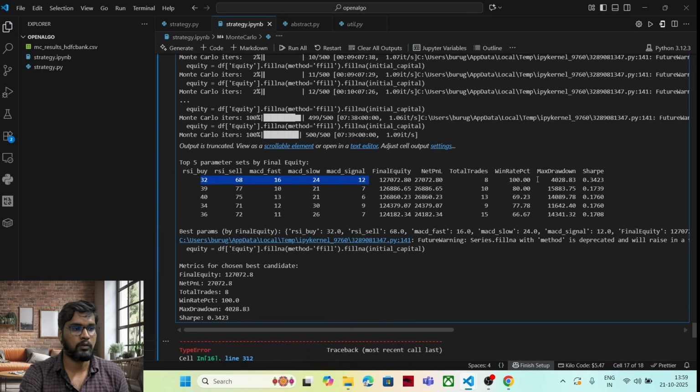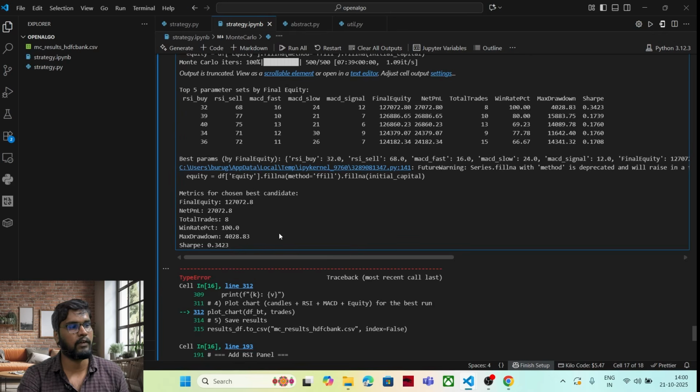And the max drawdown, if you see, is only 4,000. So the highest loss you saw in your portfolio during the live trade is 4,000 rupees. If you had invested 1 lakh in this particular algorithm, you would have made around 1,27,000 rupees. So a net profit of 27,000 rupees, which comes around 27% of return.